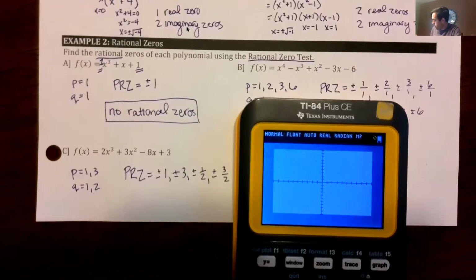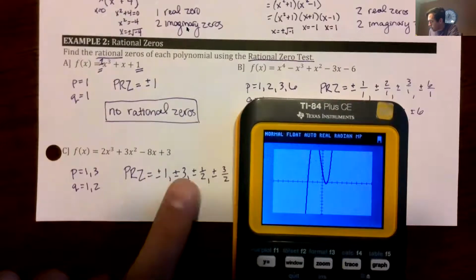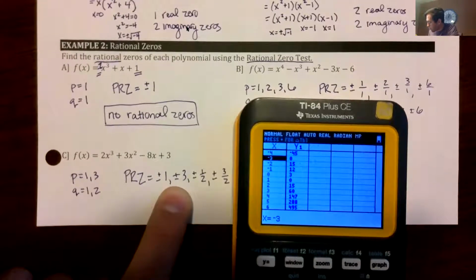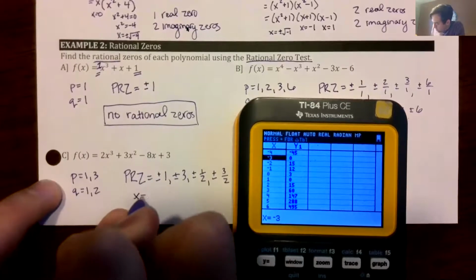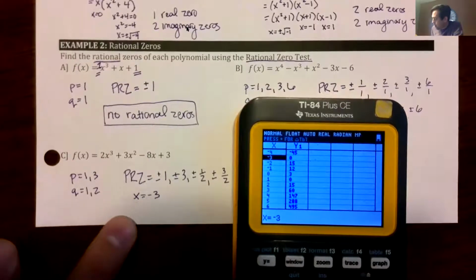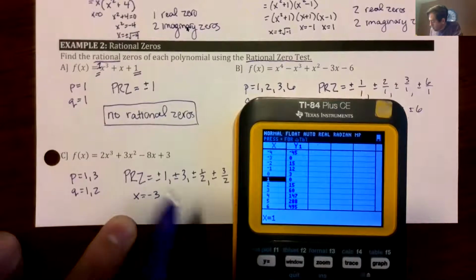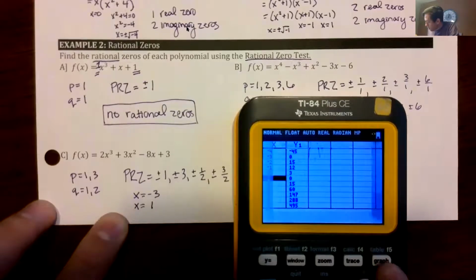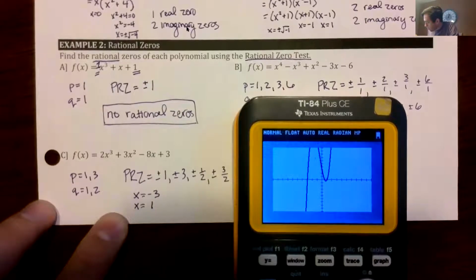Graph it. And again, we don't have any possible rational zeros below -10 or above 10. So if there are x-intercepts that are rational, they're going to show up on this window. It looks like we have one at -3. That's one of our potentials. If we look at the table, -3 does have a 0. So -3 is one of them. And 1 is another one, and that was on our list, so that's good. And there was one more on the graph between 0 and 1.